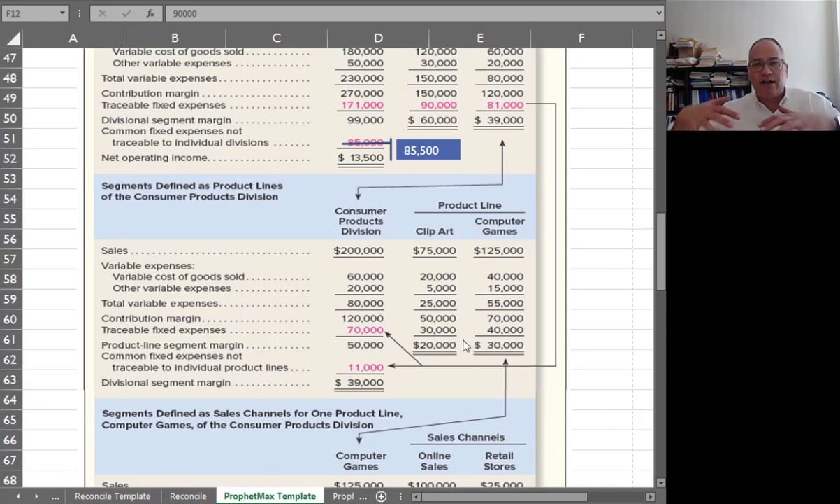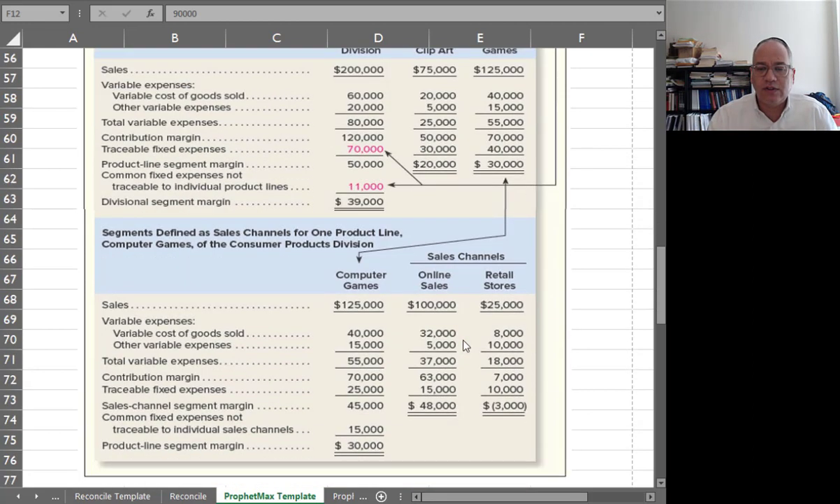Now let's go down a step further, dig down further into computer games. And we have two sales channels for computer games. Computer games had 40,000 in traceable fixed expenses, of which 25,000 is traceable to the different sales channels, 15,000 to online and 10,000 to retail. That's 25,000. And the remaining 15,000 is common, meaning that this, let's say it's a machine, we have to use for online and retail. So even if I got rid of online or I got rid of retail, I would still have this machine and I would still have to pay this 15,000.